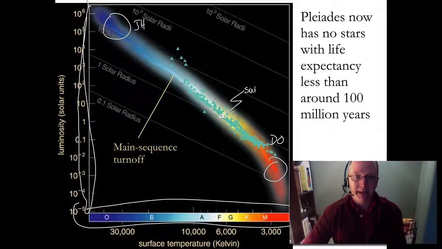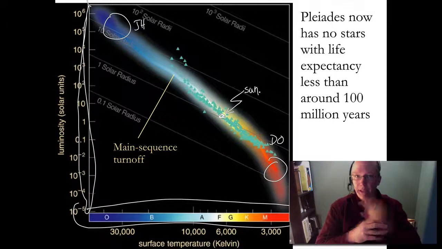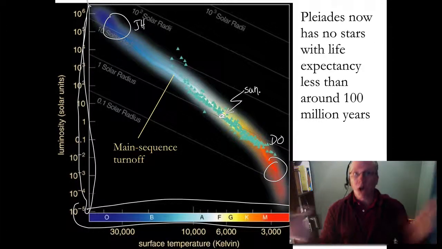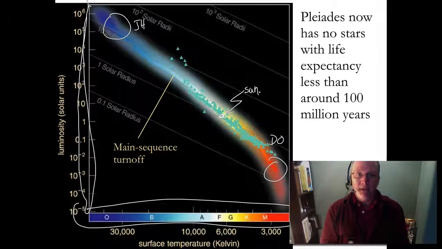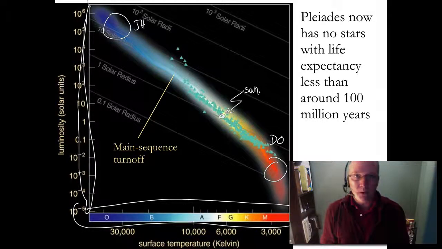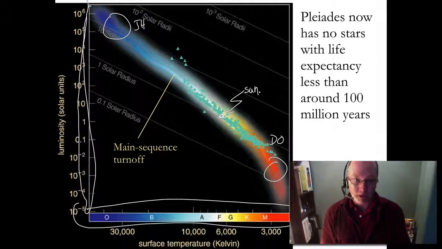Okay. Now the cool thing about clusters is that you're effectively taking a snapshot in time. This cluster formed at the same time, at the same distance, all of those stars in the cluster, all at pretty much the same time. So if we can take an HR diagram snapshot of that cluster, we will see the stars in that cluster and we can determine what its properties are.